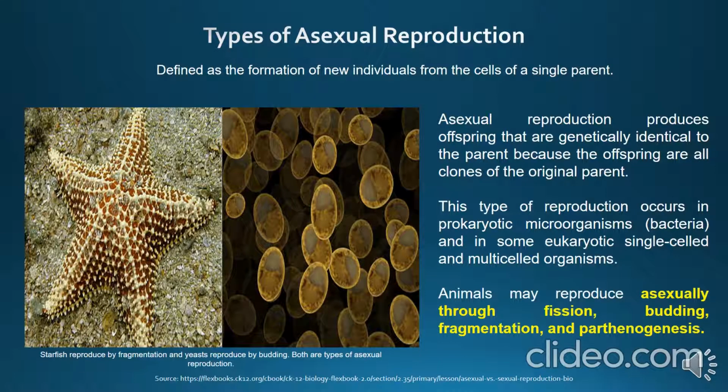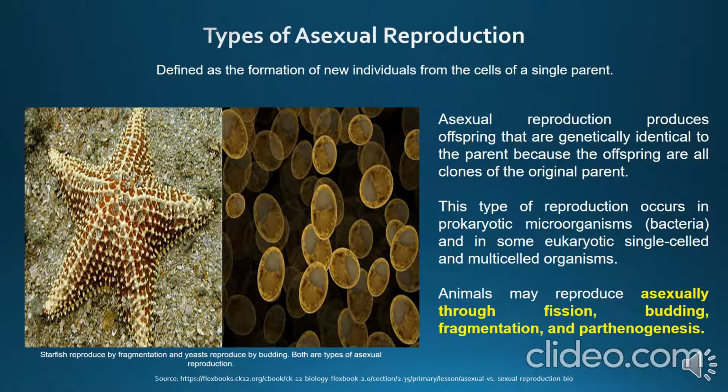Let us begin with the different types of asexual reproduction of animals. This type of reproduction is the simplest form of reproduction that occurs in simple animals, bacteria, and protists. It is defined as the formation of new individuals from the cells of a single parent. It produces offspring that are genetically identical to the parent because the offspring are all clones of the original parent.